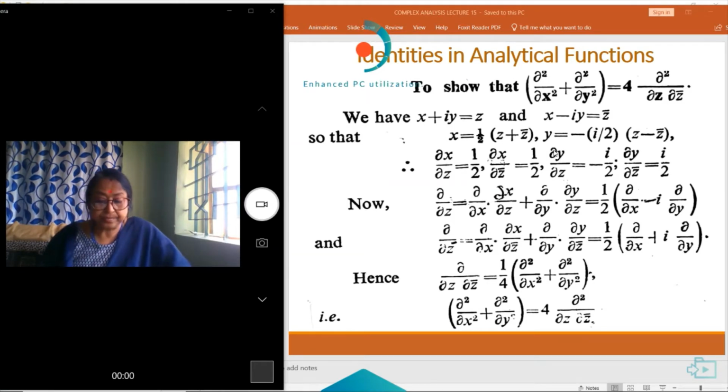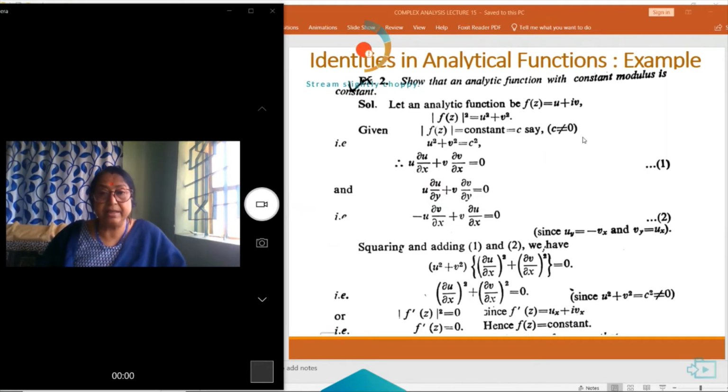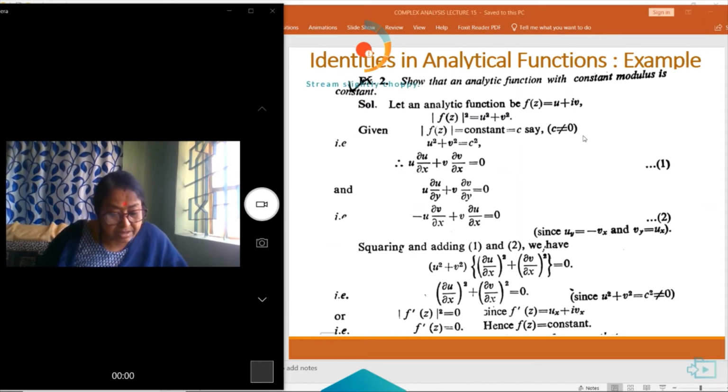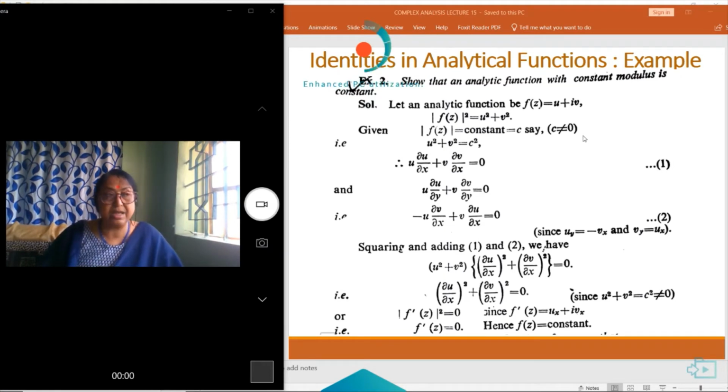Now, take another example. Show that an analytic function with constant modulus is constant. Let the analytic function f(z) be written as u plus iv. So modulus of f(z) whole square can be written as u square plus v square.